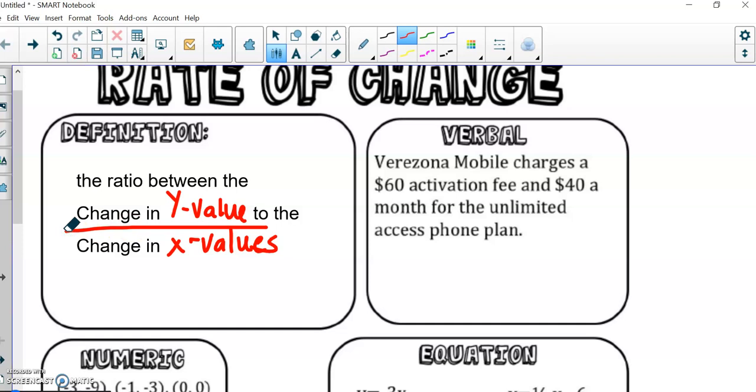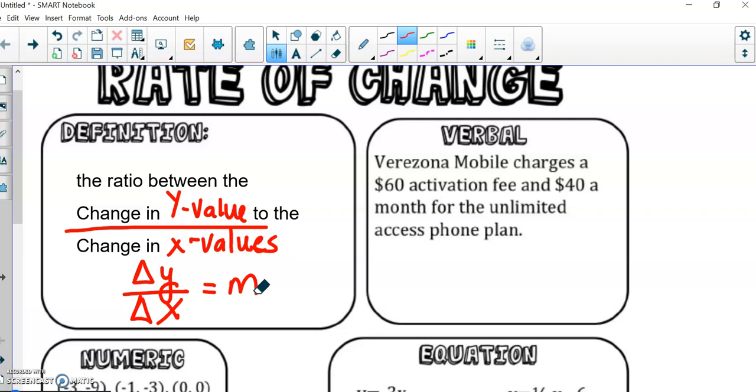Ratio is a division. So we are dividing the change in the y values over the change in the x values. Another way to write this is to use delta y, because that means the change in y, over delta x, which means the change in x. And we use the variable m to represent rate of change.